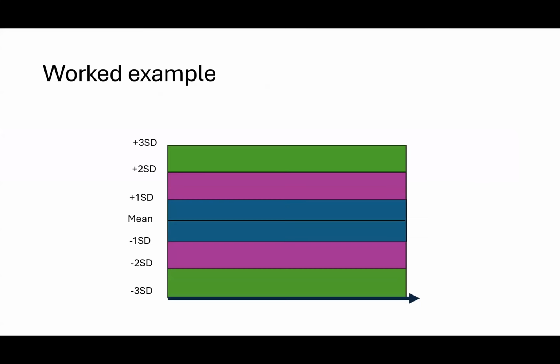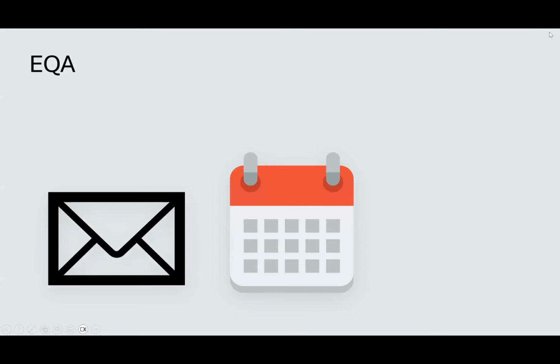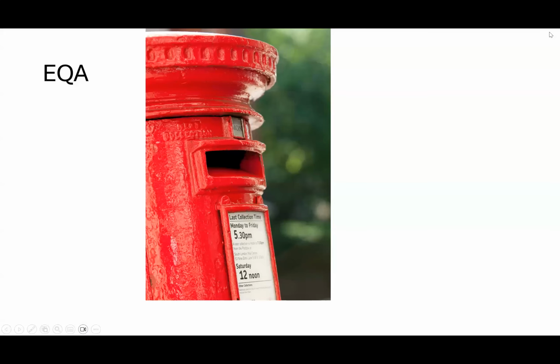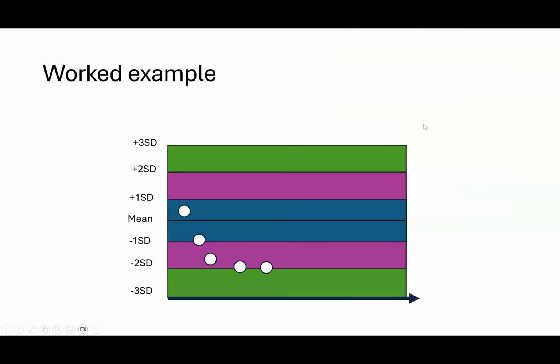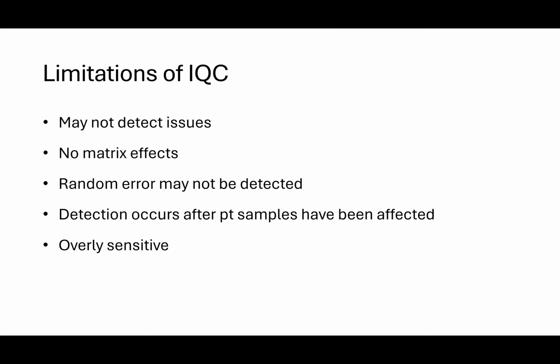And this was just a worked example to say, when do I need to stop running my assay? Well, it's fine here, it's within 1 SD. Sorry, my computer has stopped working, and apologies for that. But here we've got over 2 SDs out, and therefore we would stop our assay at that point.